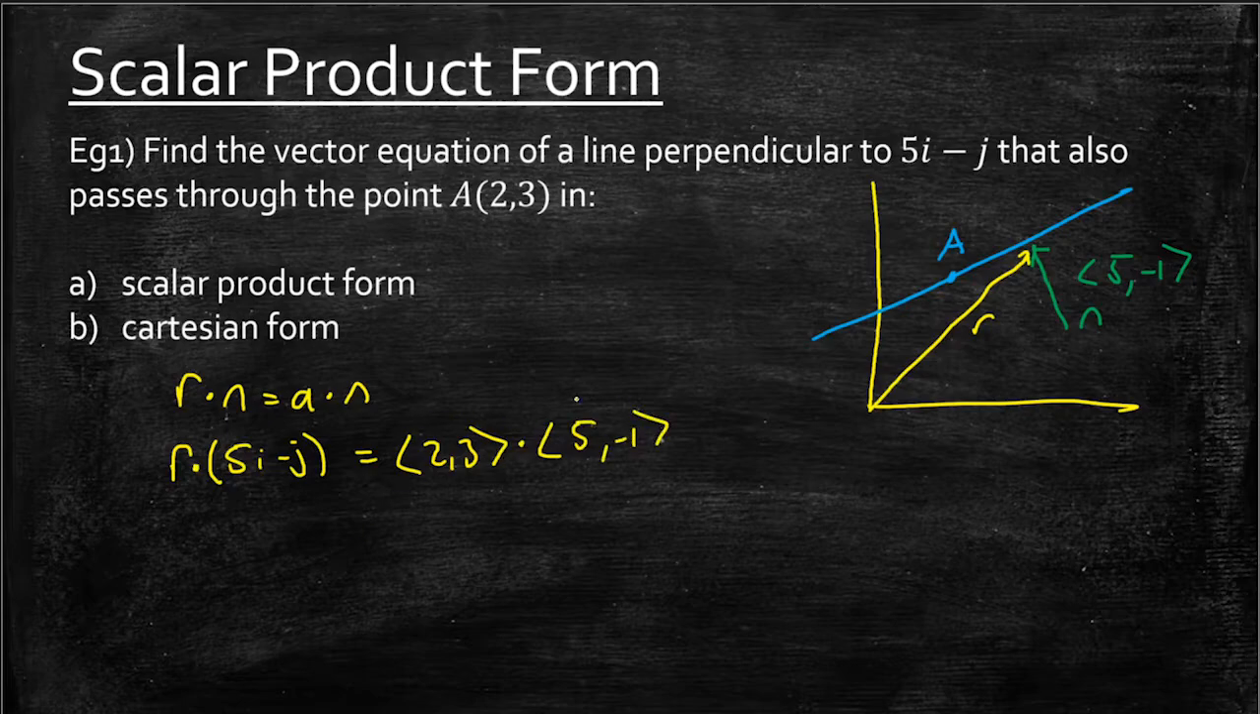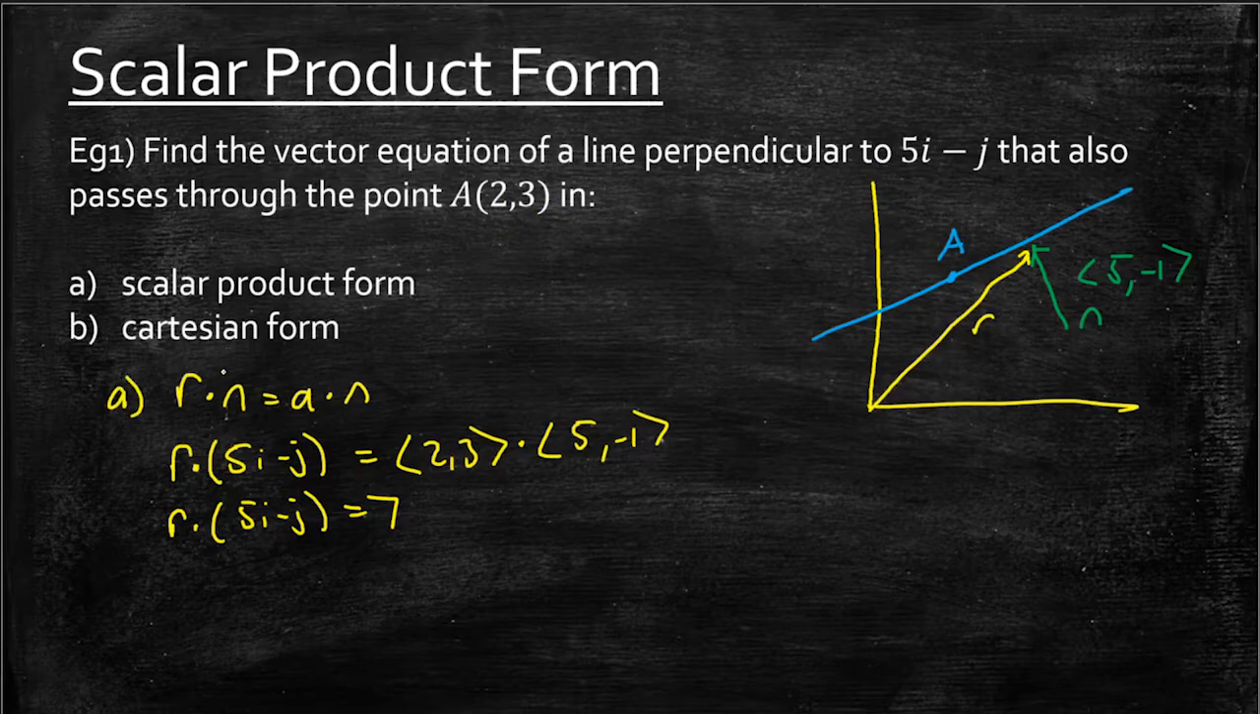Now, the reason why I'm writing this one in vector form here is because I know it's going to be a scalar at the end of the day, so I don't need to worry about it being in my final solution. So r dot 5i take away j equals 2 times 5 is 10, 3 times negative 1 is negative 3, 10 take away 3 is 7. So this is our r dot n equals a dot n, and this is the scalar product form of that line that is perpendicular to this line here, and it also goes through the point 2, 3.